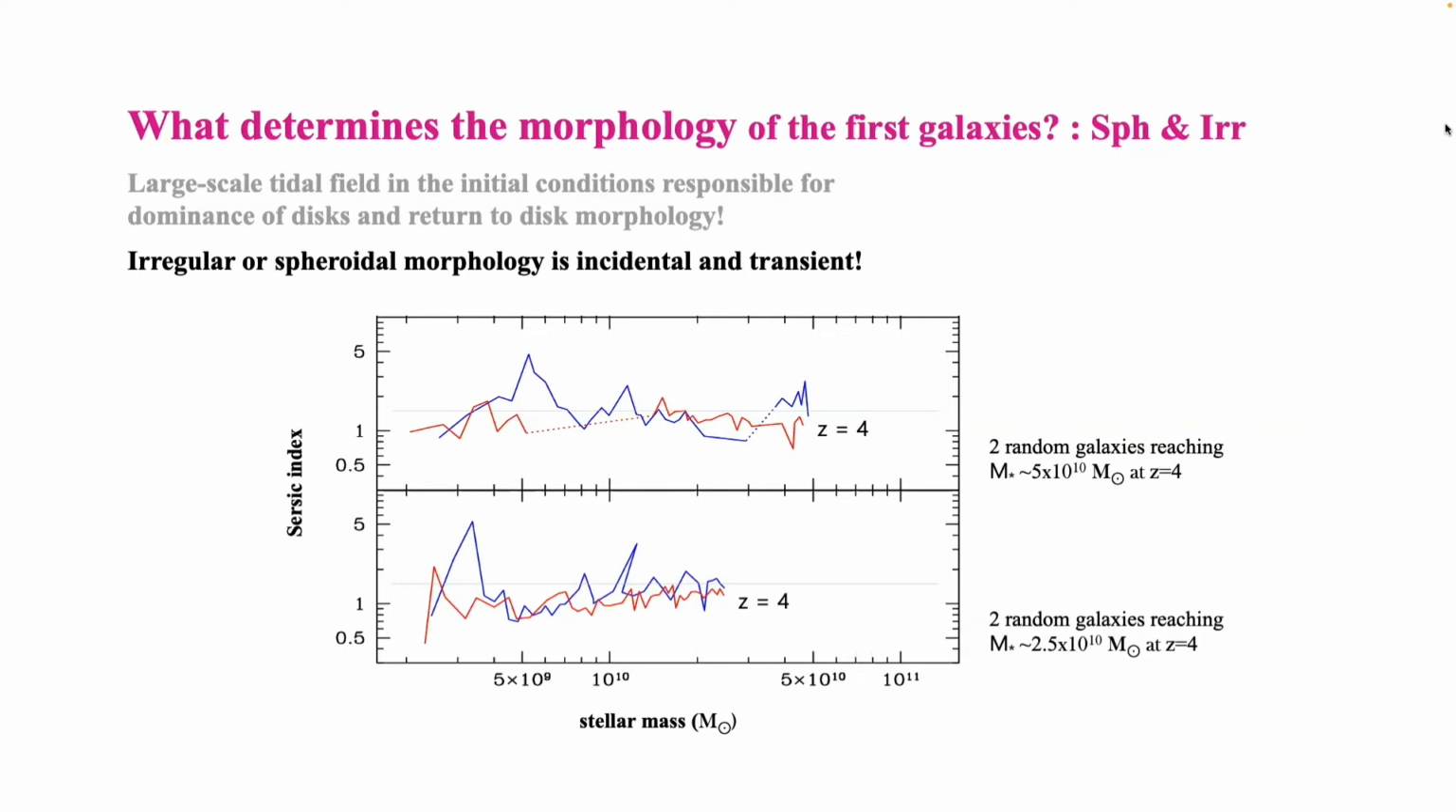The dotted line is the period when these galaxies were irregular, and when the Sérsic index was not able to be calculated. So they temporarily become either irregular or spheroidal, but they eventually come back to disk type. Okay? And the same is true here. So the conclusion is that irregular morphology and spheroidal morphology are incidental and transient.